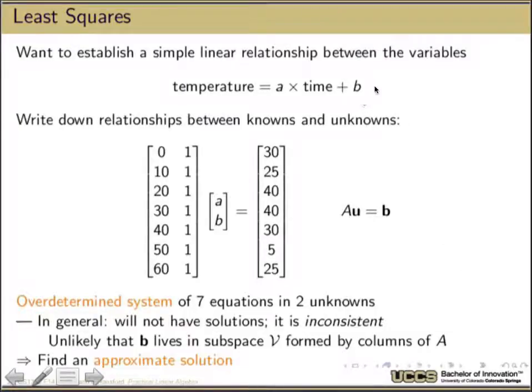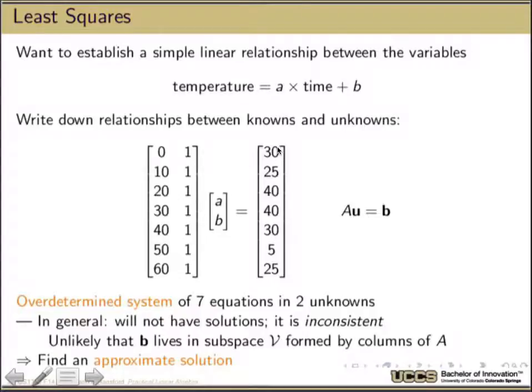To do that, we want to find a simple linear relationship. So I want to think of temperature as equal to A times time plus B. If we write down the relationship between the knowns and unknowns, I'm going to get a matrix equation, but I'm going to have a lot more rows than columns. I'm going to have 7 rows and 2 columns here. And now I have what we call an overdetermined system, 7 equations and 2 unknowns. In general, this is not going to have a solution. It might.